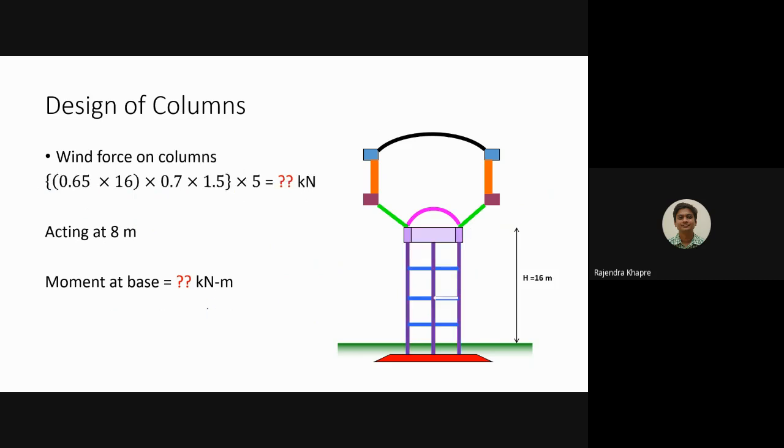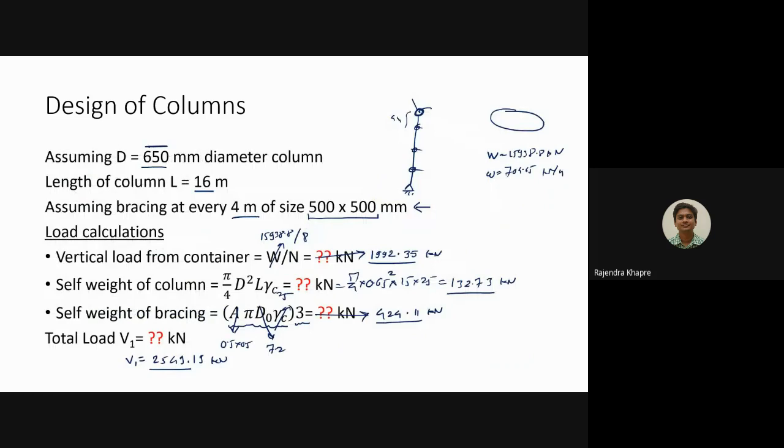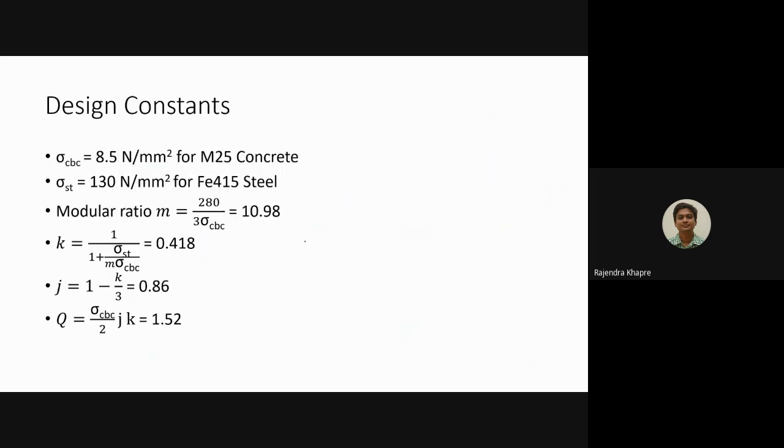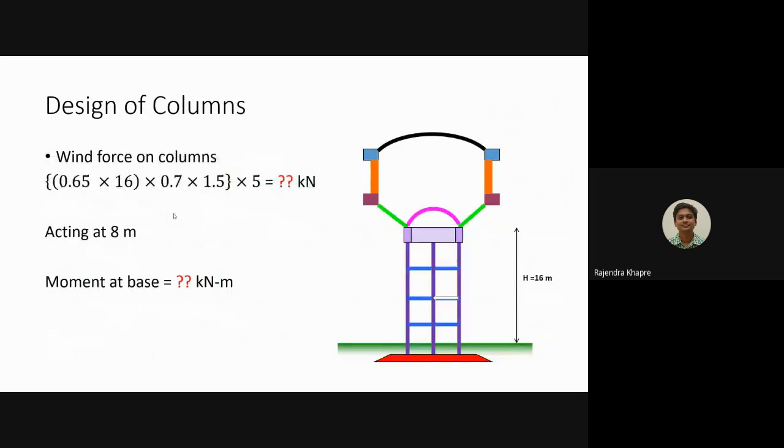Now coming to the most important part, they are nothing but the columns. So we have assumed that the number of columns is 8. In the problem itself, you will find the supports are basically 8 columns. So let me draw a shape. If you draw an axis like this, we have one column over here, one column over here, one column over here, one column over here, then we have columns like this.